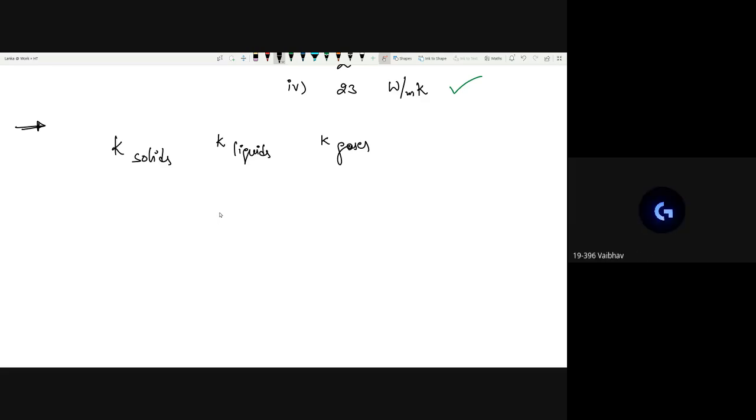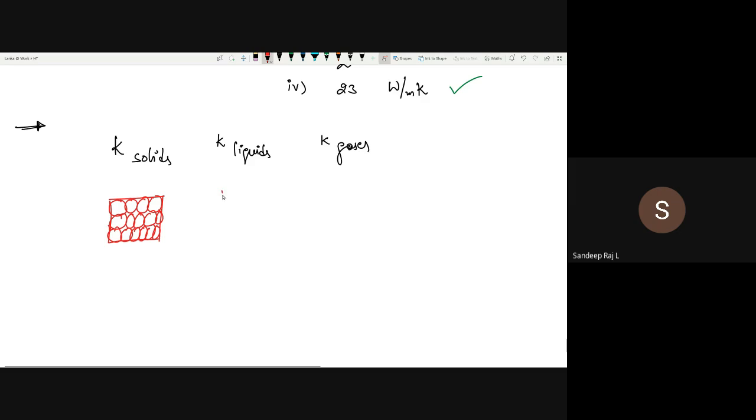Closely packed lattice structure in solids. Very good. A closely packed lattice structure will be there in solids. This is a very good answer. So here the lattice structure is closely packed. So the lattice vibration is very good here, and the heat transfer will be very fast by conduction. The ability to conduct also will be very high.